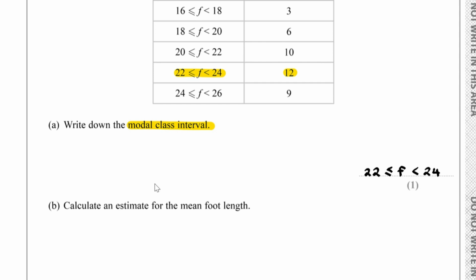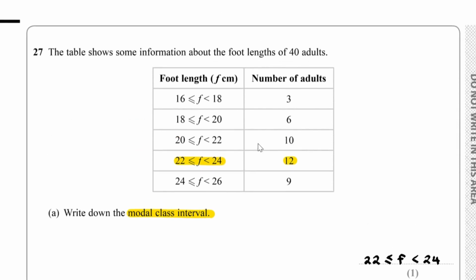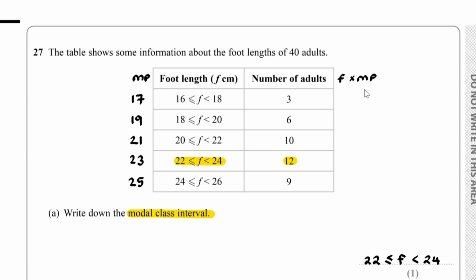Then for part B, we have to calculate an estimate for the mean foot length. Well, first of all, we need to find the midpoint of each of these. We've got 17, 19, 21, 23, 25. Now we need to work out the frequency times the midpoint. 17 times 3 is 51. 19 times 6 is 114. 21 times 10 is 210. 23 times 12 is 276. 25 times 9 is 225.